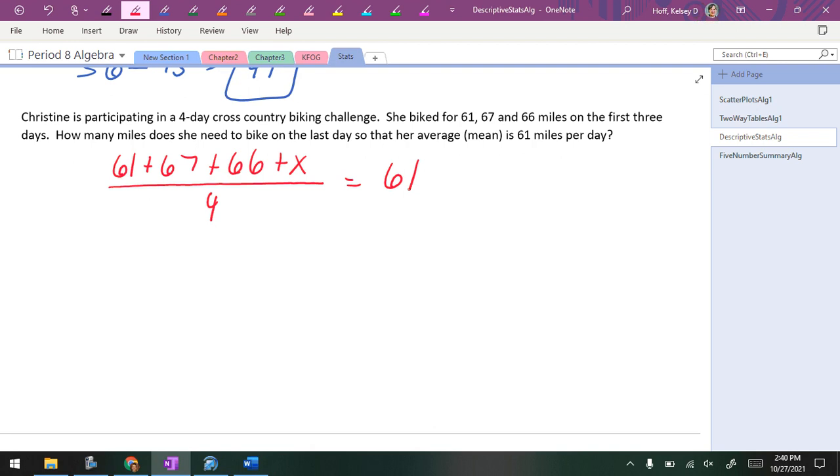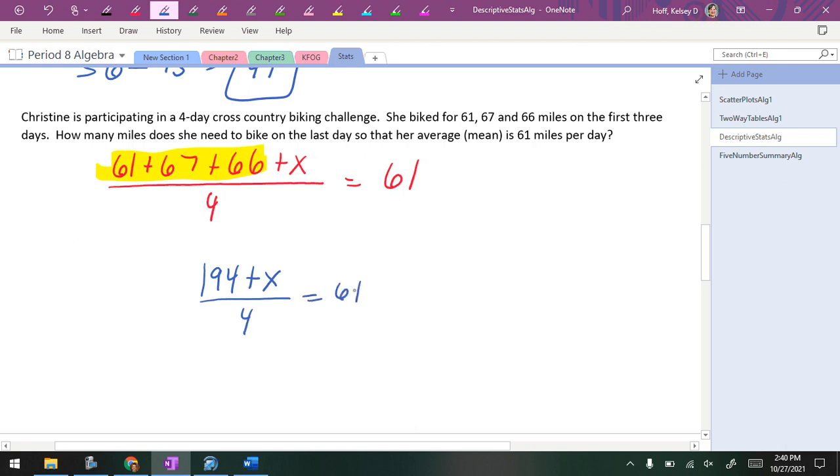Okay, so let's solve this now. What do I do? Hold your thought on that, but yes. Yep. 61 plus 67 plus 66 is 194 plus x, over 4 equals 61. Now, Thatcher and Sophia said the same thing in 2 different ways.